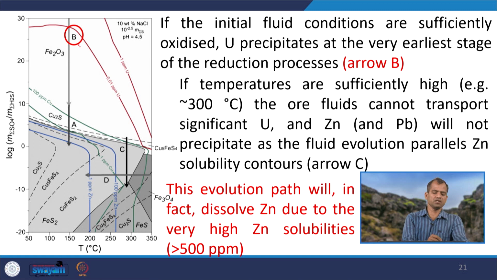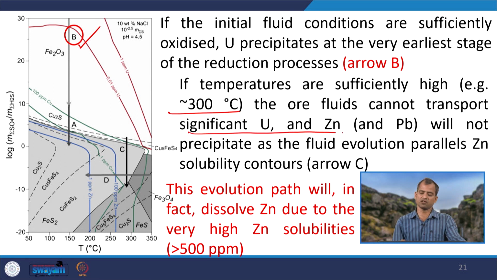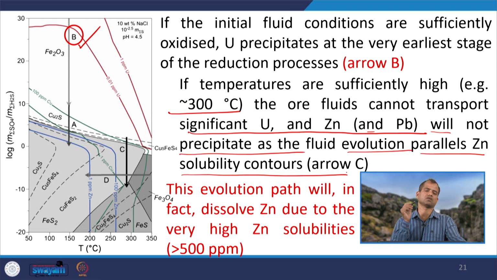In case of B, at this point, if the initial fluid conditions are sufficiently oxidized, the uranium precipitates at the very earliest stage of the reduction process. And if the temperature is sufficiently high, that is more than 300 degrees Celsius, ore fluids cannot transport significant uranium and Zn and Pb. That is why Zn and Pb will not precipitate from this fluid, and the evolution parallels the Zn solubility contours, line C.